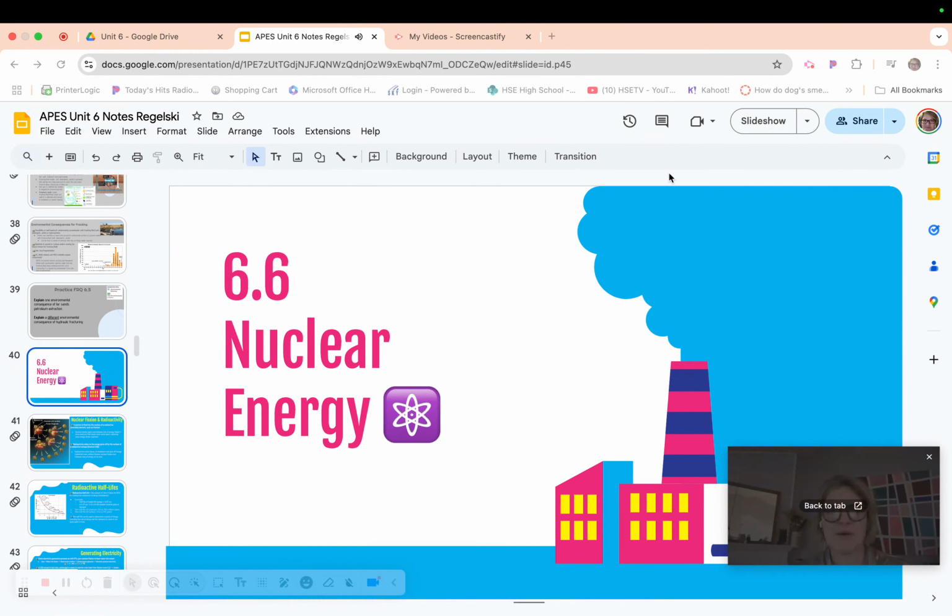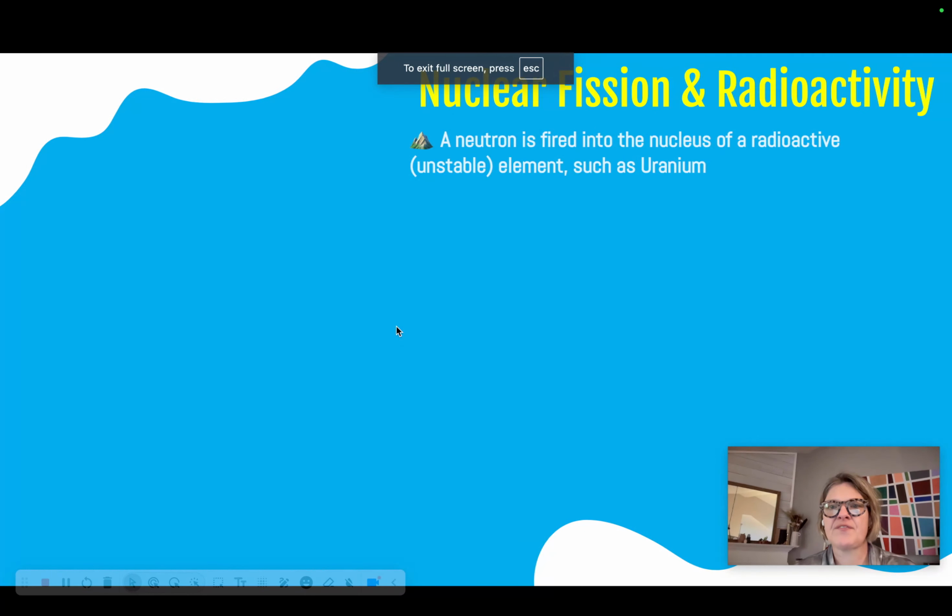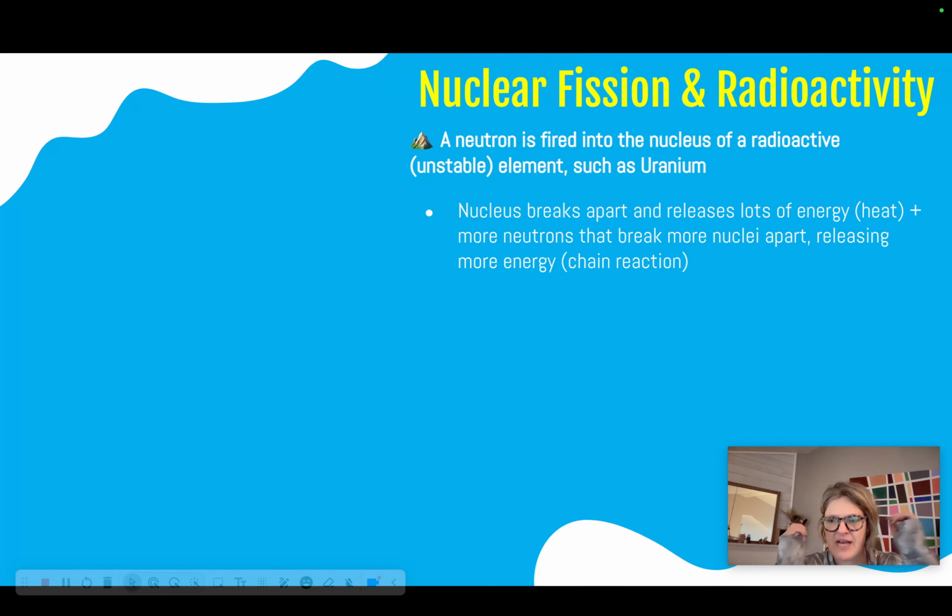Okay, so let's talk about 6.6 nuclear energy. The first thing we need to talk about now, we don't need to know as much chemistry as you would have learned in, say, your chem classes for nuclear energy, but you do need to understand the difference between fission and fusion. Those are the terms, really, not so much the process. And then you also need to understand what a half-life is and how to calculate a half-life. So basically some calculations surrounding half-life. So we'll talk about that.